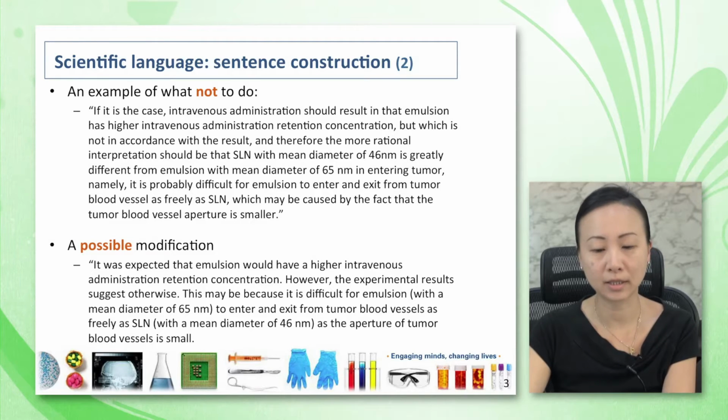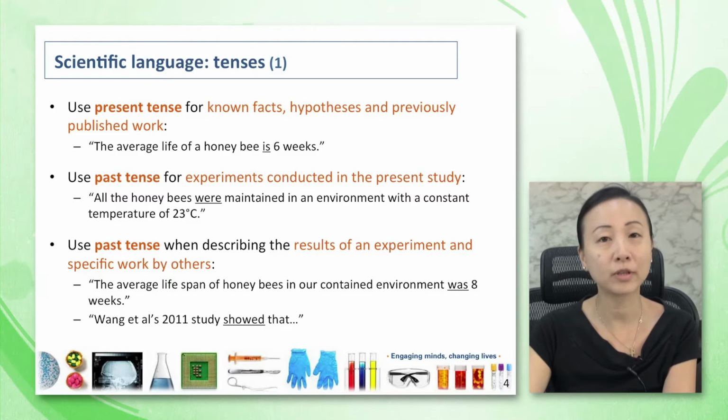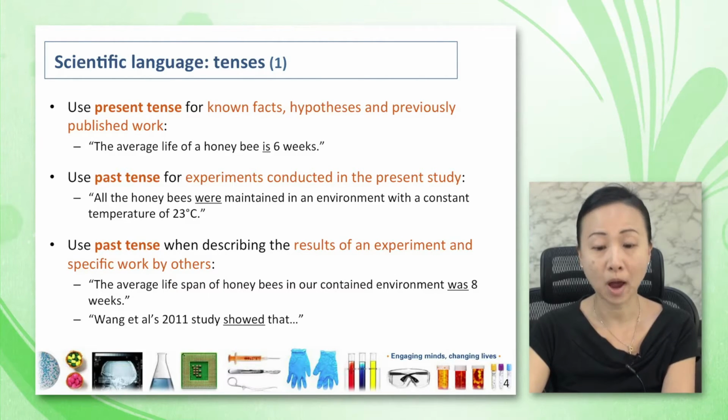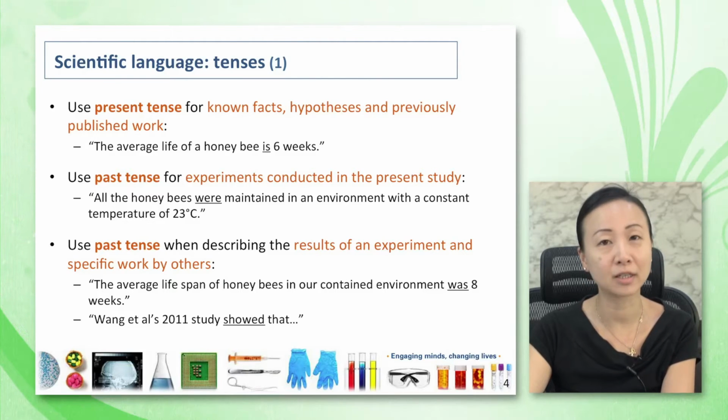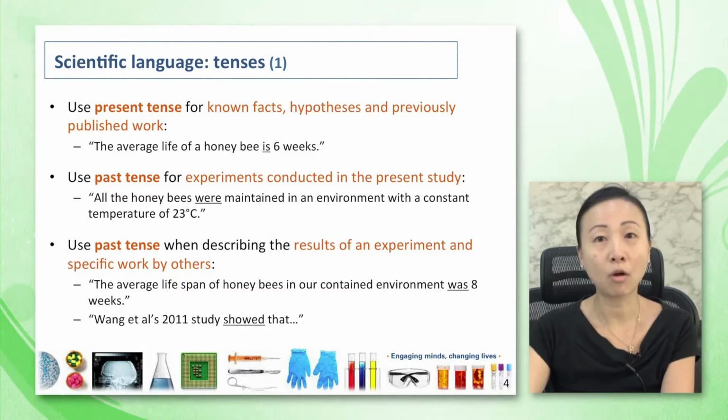With regard to tenses, the present tense should be used for known facts, hypotheses, and previously published work. For example, the average life of a honeybee is 6 weeks. The past tense should be used when describing experiments that have been conducted, such as when you are writing the methods section of your manuscript. For example, all the honeybees were maintained in an environment with a constant temperature of 23 degrees Celsius.